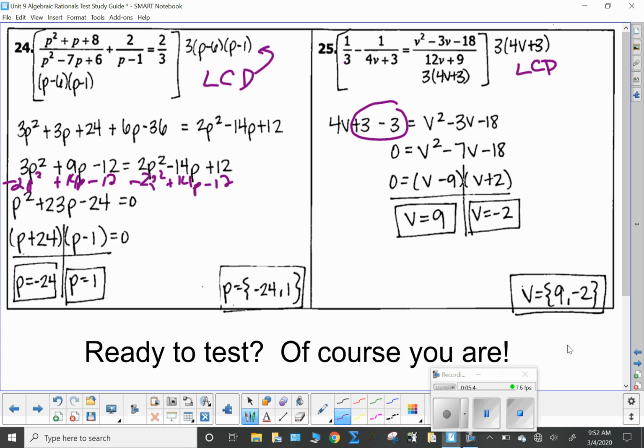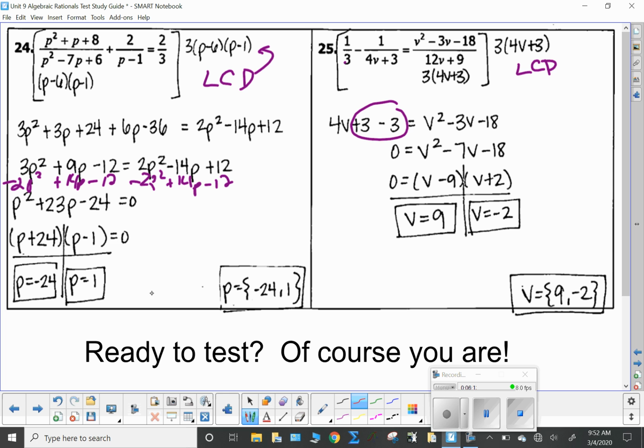Now, the one thing I do have to go back and check is: will any of my answers cause a problem? Is it an excluded value? So I first look here. I have 9 and negative 2. So 9, nope, not a problem. Negative 2, not a problem. Neither 9 nor negative 2 will make a denominator 0.